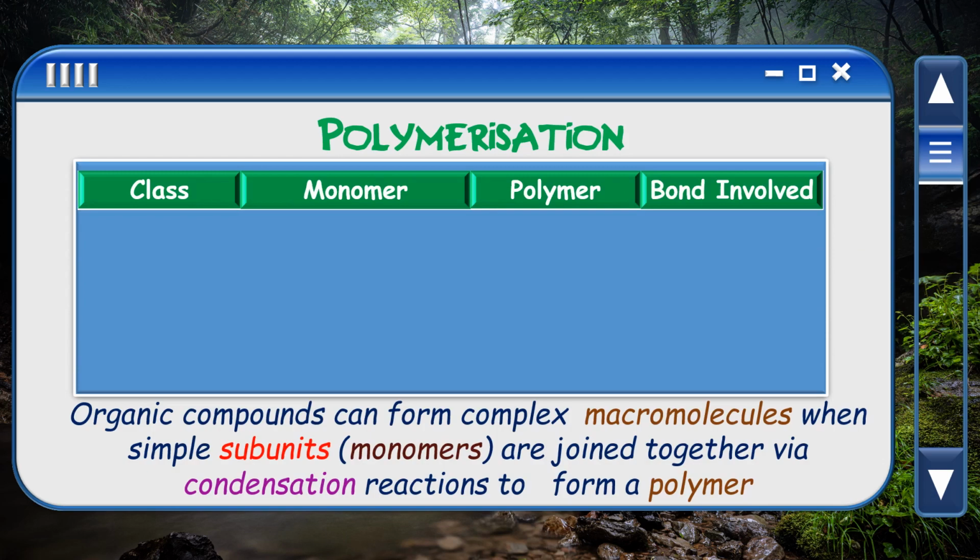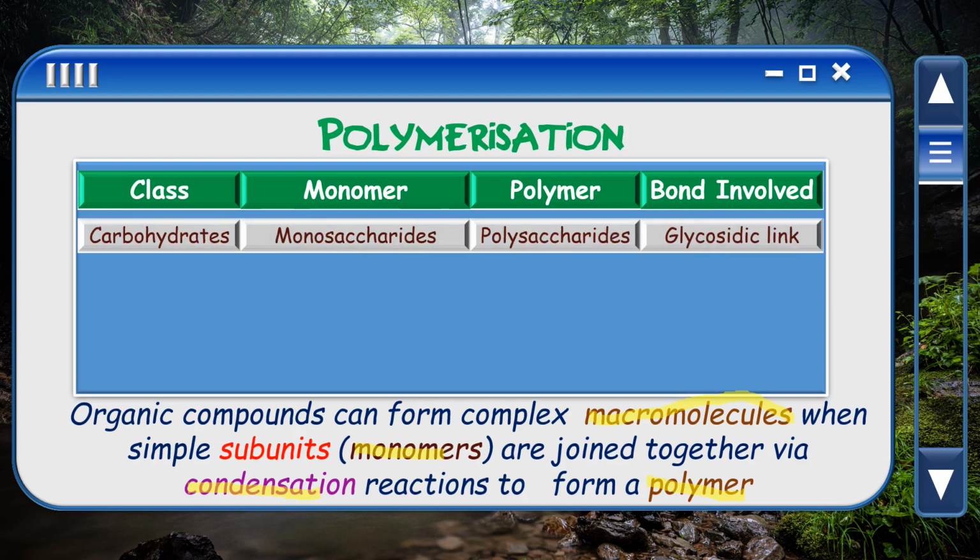So we want to look at organic compounds that can form complex molecules, or what we call macromolecules, when simpler substances that we call monomers are joined together via condensation reaction. Remember, via condensation reaction, we said there we lose water molecules and they form what we call polymers. So we shall look at the class, the monomer, the polymer formed, and then the bond involved.